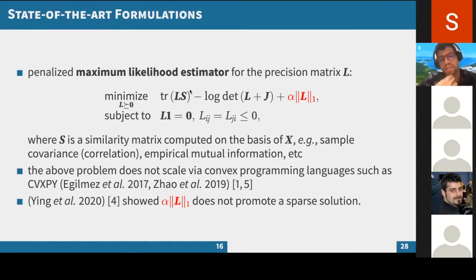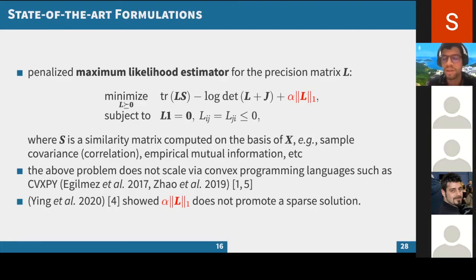And then it's common to add a regularization function to whatever model we are estimating, to keep things under some bounds. It's very common to add, for example, the entry-wise L1 norm of a precision matrix. If you are familiar with the graphical lasso problem, you see that this is nothing but the graphical lasso problem with additional Laplacian constraints, with these additional two linear constraints. So this problem is a convex problem.